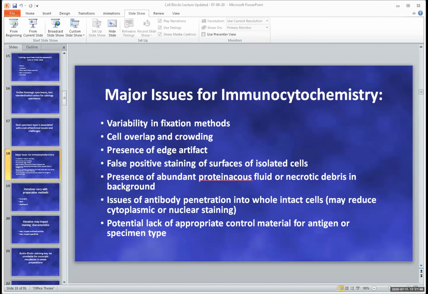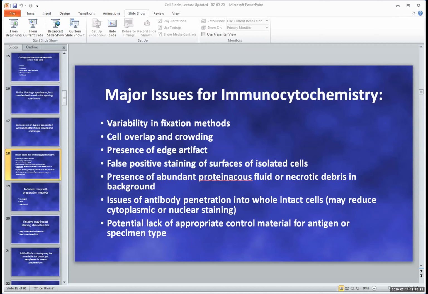With some of the preparation techniques, particularly smears, but also cytospins and liquid-based preparations, you can get quite a bit of cell overlap and cell crowding, which may lead to artifactual staining or specimens that are relatively hard to interpret for what actually is reacting where.